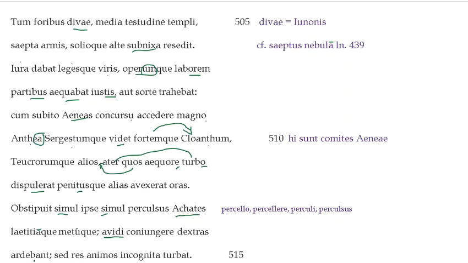Here, even though ardeo means to burn literally, they use it in the same sense we do in English, to burn with desire. And then that takes a complementary infinitive. So they ardebant coniungere dextras, and this is to say they wanted to join their right hands with their companions, but res incognita animos turbat. All right, hopefully that was straightforward. I will talk to you guys about it in class.